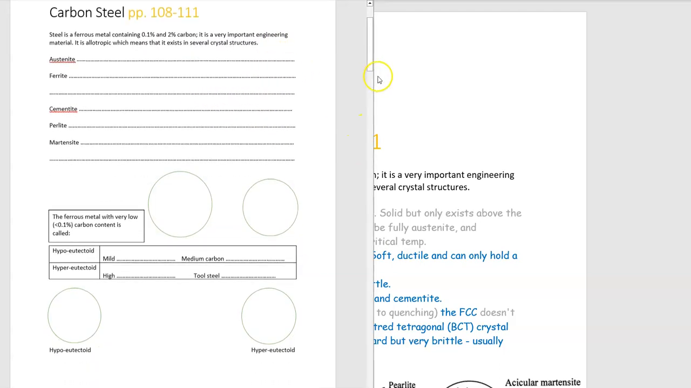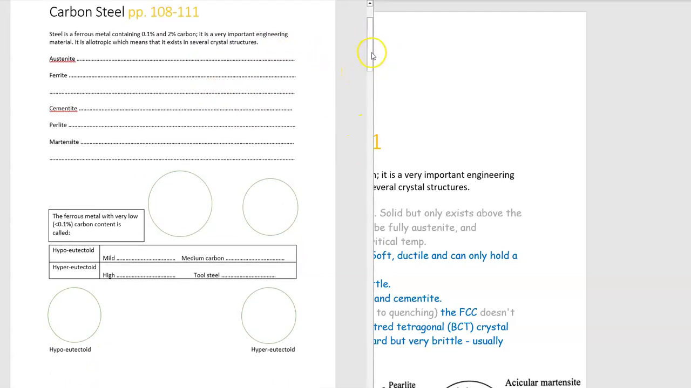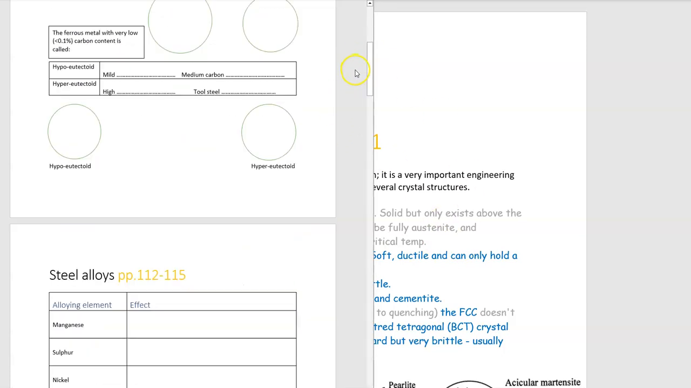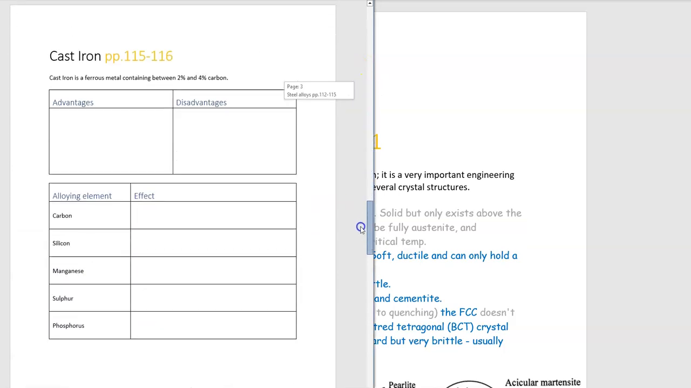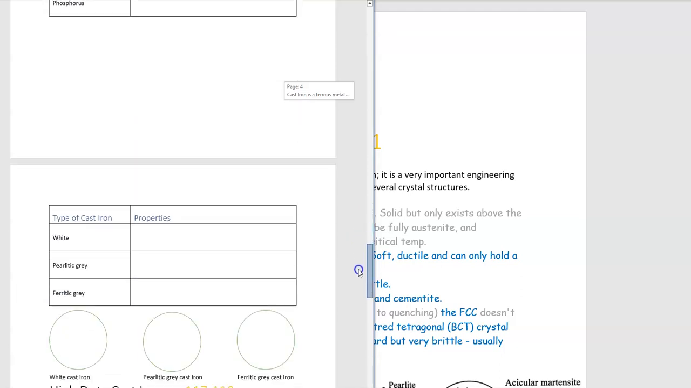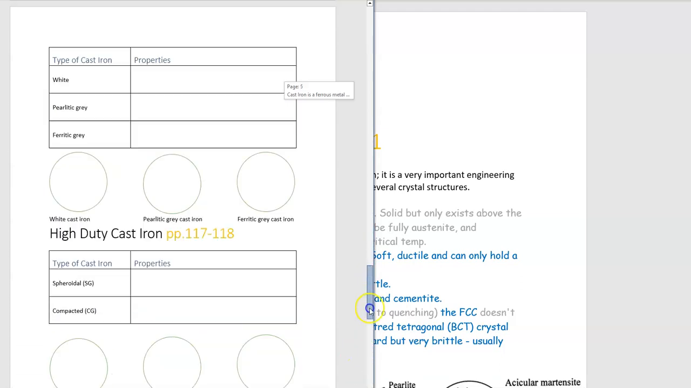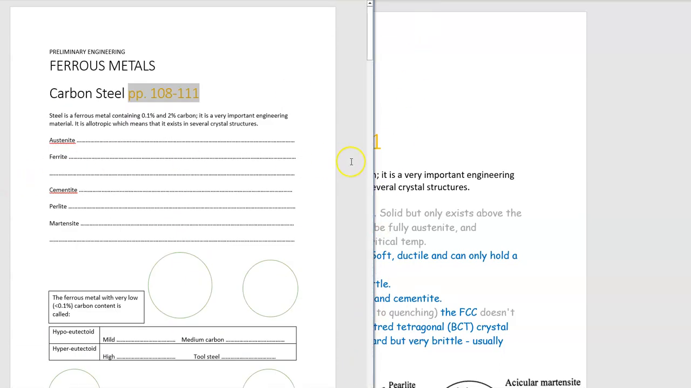And it's worth noting that I'm going to jump around. So I'm using this handout, and I'm going to show you the answer. The one with the answers is behind. But we're going to start by talking about carbon steel. We're going to talk about steel alloys. We're going to talk about stainless steel, and then we're going to talk about different forms of cast iron. So that's what these sheets have.